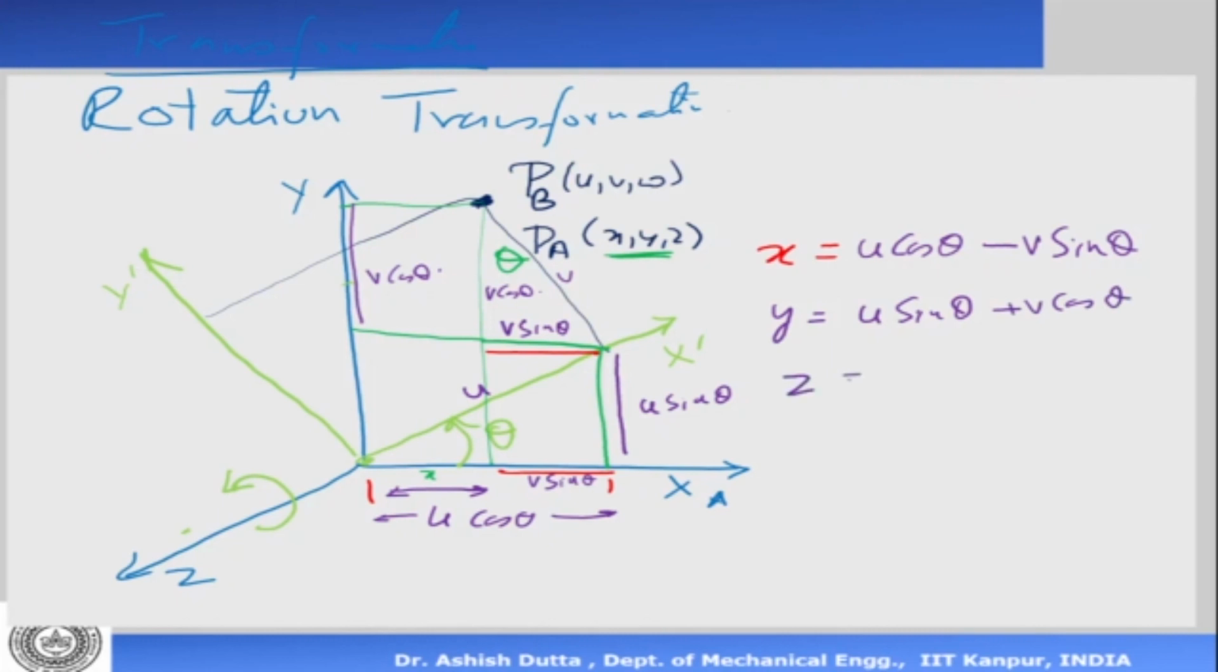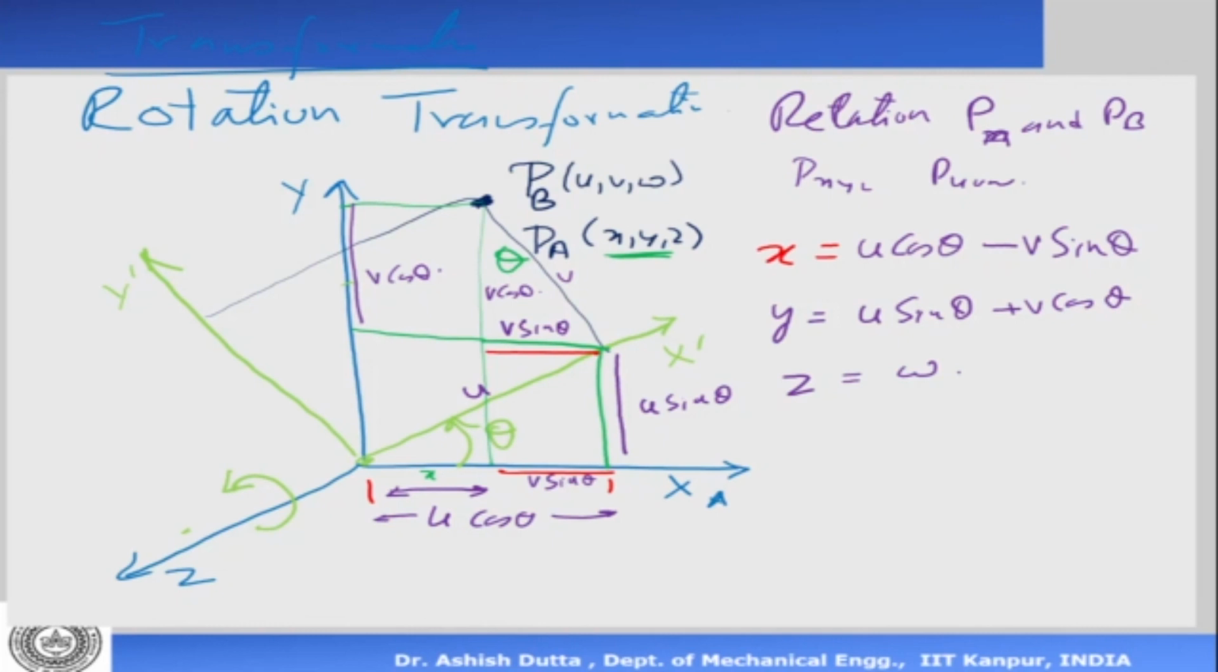What is z? Z is equal to w. So what is the relation between PA and PB, that is P x y z and P u v w? That's what we are trying to find. So you can see geometrically we have found the relation between x, y and z in terms of u, v, w. This is very, very simple.